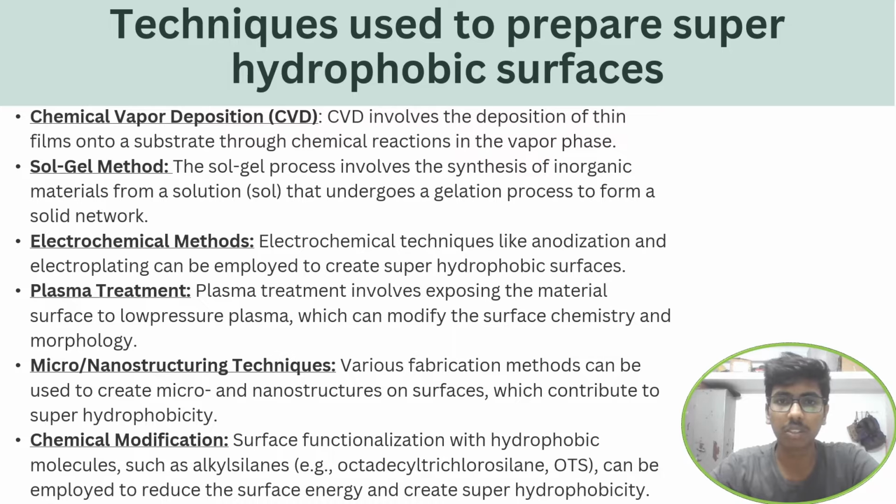Techniques used to prepare superhydrophobic surfaces. Chemical vapor deposition. CVD involves the deposition of thin films onto a substrate through chemical reactions in the vapor phase. Sol-gel method. The sol-gel process involves the synthesis of inorganic materials from a solution that undergoes a chelation process to form a solid network. Electrochemical methods. Electrochemical techniques like anodization and electroplating can be employed to create superhydrophobic surfaces. Plasma treatment. This involves exposing the material surface to low pressure plasma, which can modify the surface chemistry and morphology.